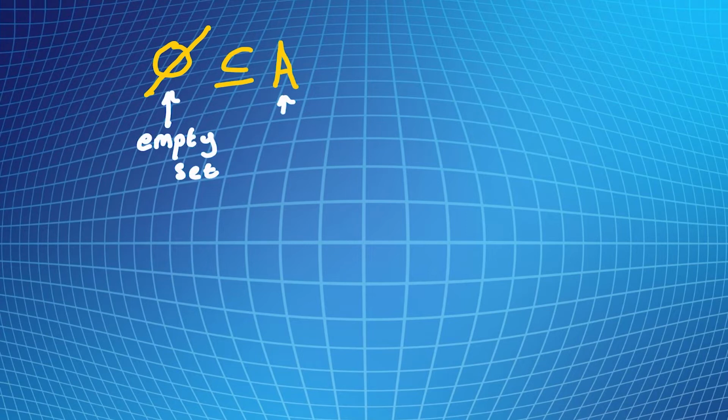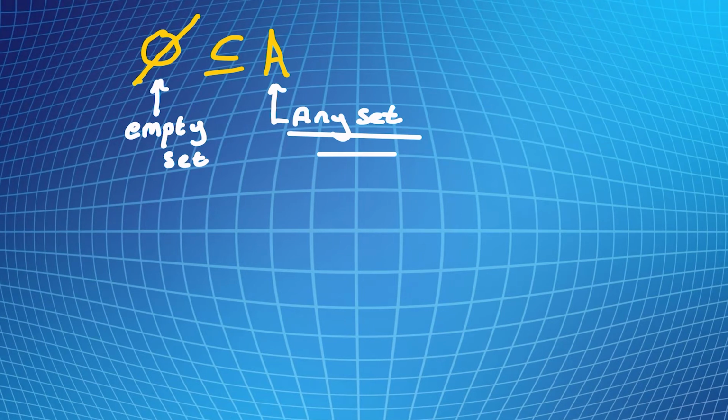Now, two more important rules. An empty set is a subset of all sets. So an empty set is a subset of any set basically. And that's because there's no elements of the empty set that are going to be missing from any set that exists. I hope that made sense. I don't fully understand that rule either.